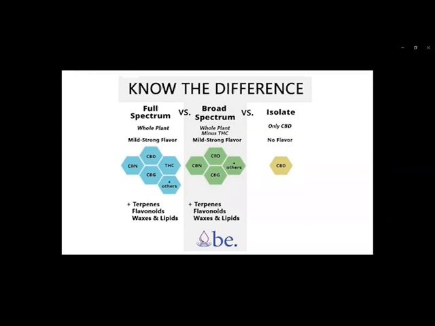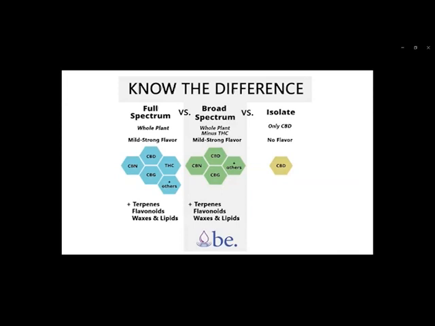So it's a hemp plant with a very, very low amount of THC, versus your broad spectrum, where it's the whole plant but they've removed the THC. It also has that flavor. You can taste the cannabis. It still contains terpenes, flavonoids, waxes, and lipids. Then you've got isolate, which is just CBD. Broad spectrum is where they've taken just the THC out of the whole plant, and now you're sitting with the rest of the plant. Isolate is where they've taken only the CBD out, and you've only got CBD, nothing else.